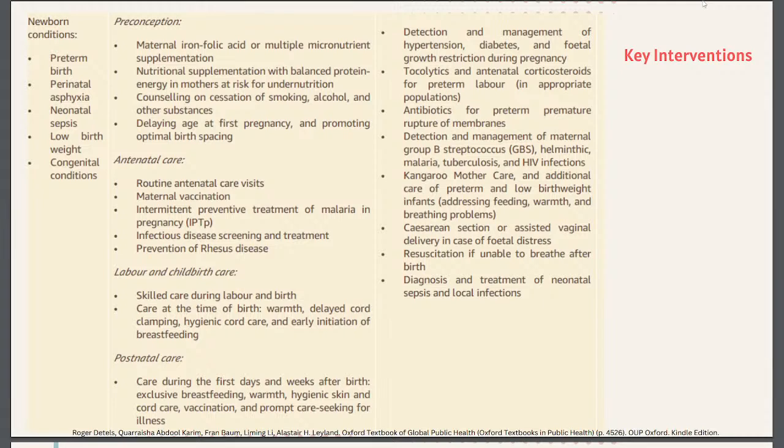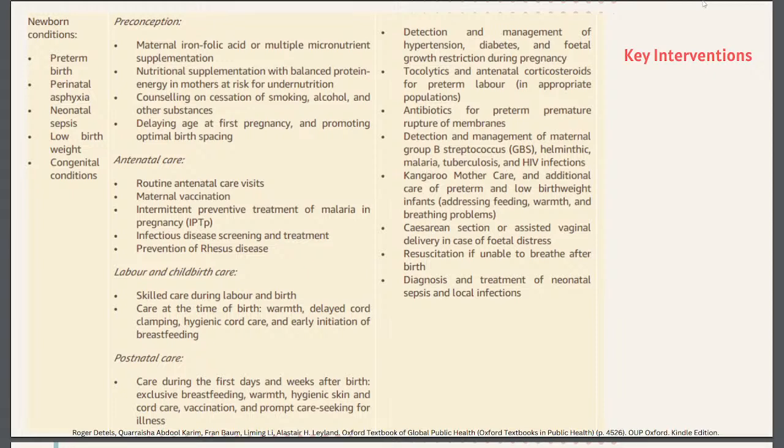Okay. Then you have tocolytics and antenatal corticosteroids for preterm labor in appropriate populations. These are simple medical interventions that are given by doctors or maybe skilled health professionals, not even doctors, so that these deaths are prevented for the mothers as well as for babies. Antibiotics for preterm premature rupture of membranes to prevent infections. Detection and management of maternal group B streptococcus, helminthic, malaria, tuberculosis and HIV infections. Again, these are chapters or books in themselves.